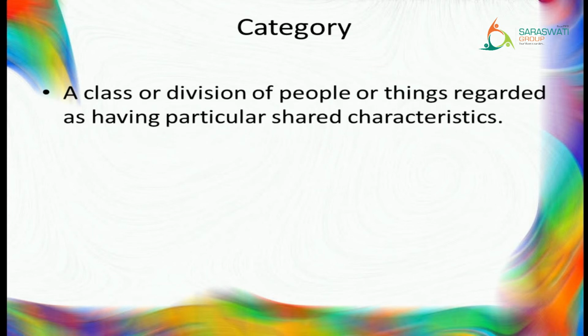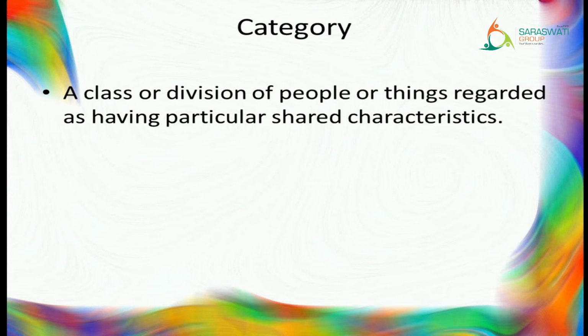A class or a division of people or things regarded as having particular shared characteristics. That means all the people or all the class which have similar characteristics will be put together in one group. So that group is what? It is a category. Like if I say that when you are coming to school, you all students are of 4th grade, right?